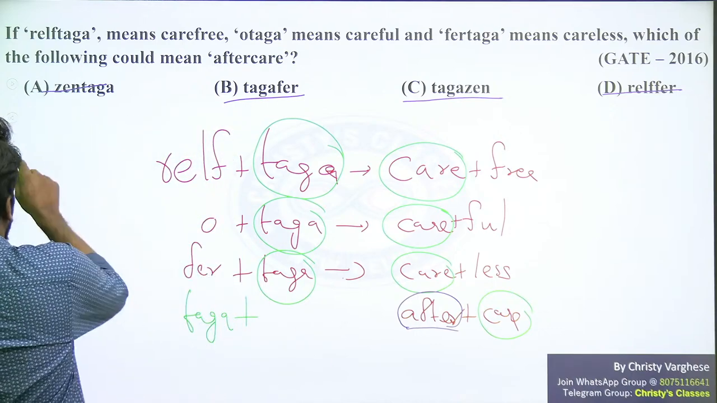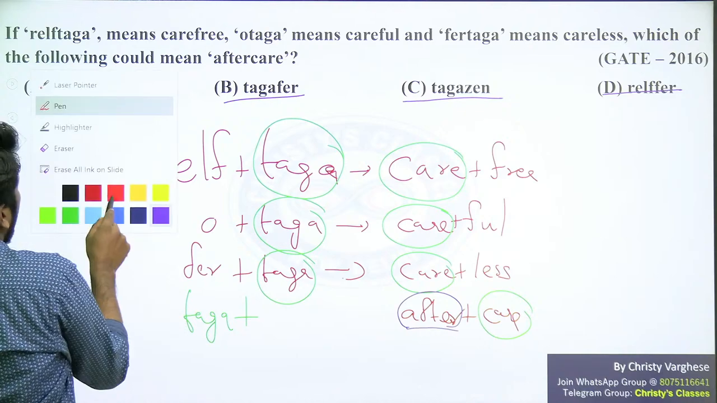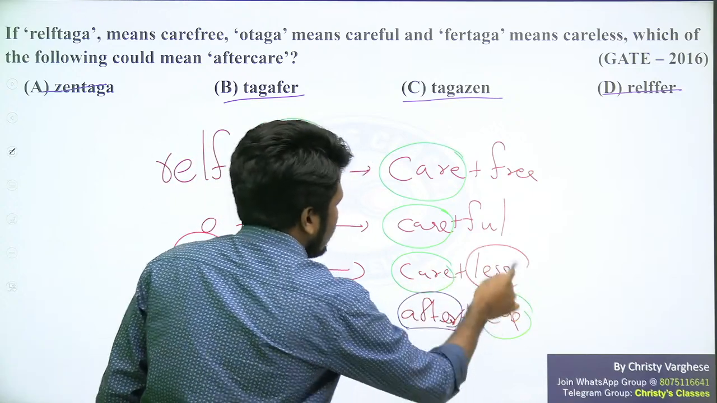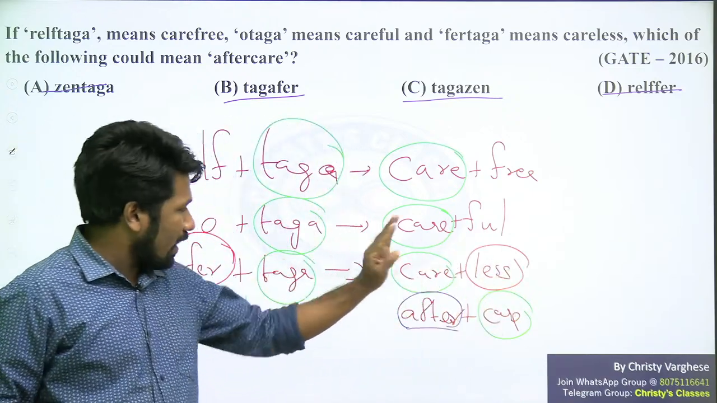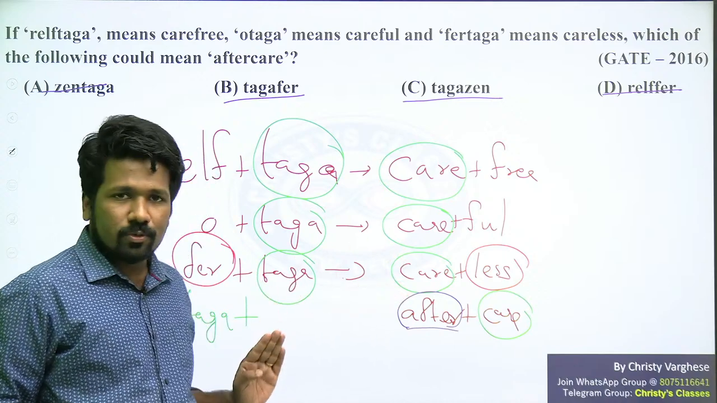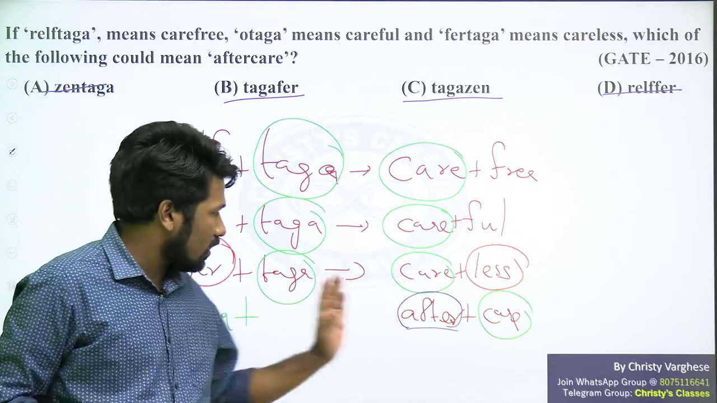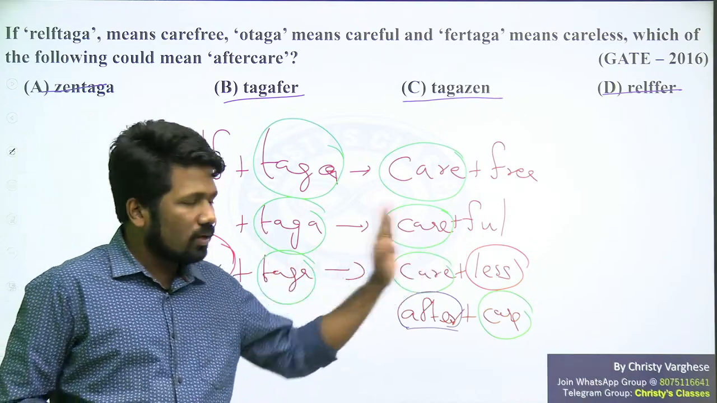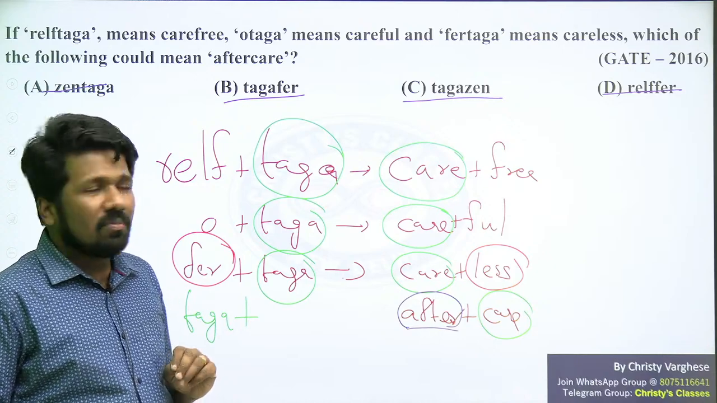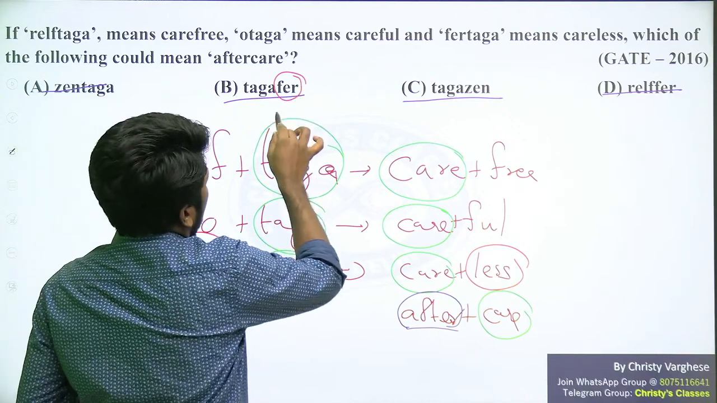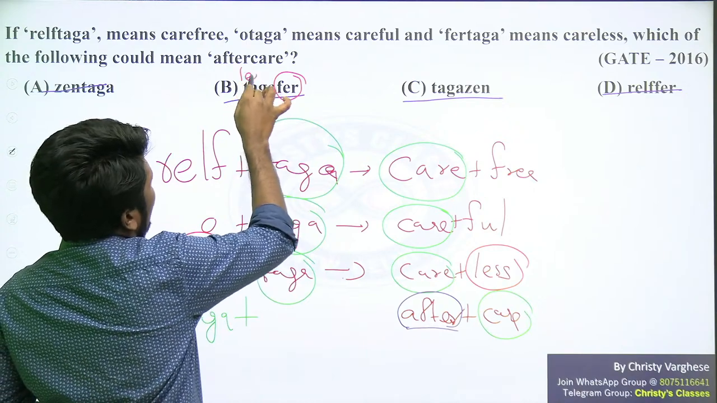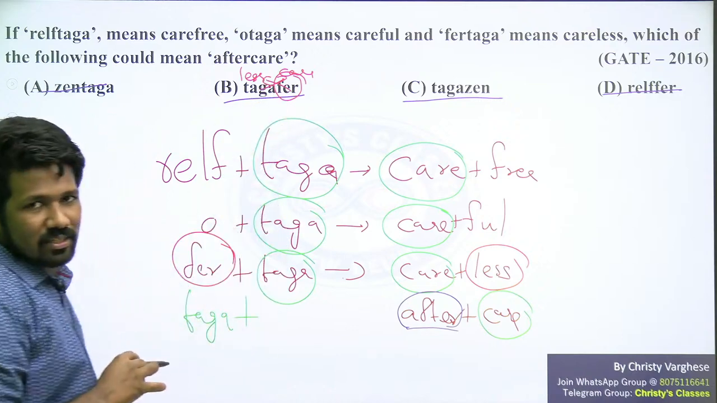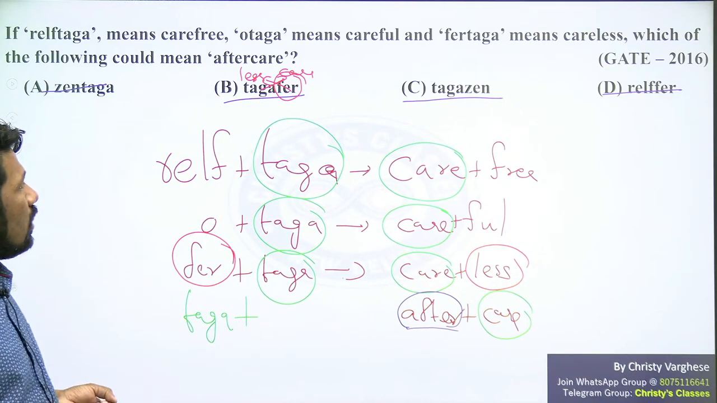Why can TAGA for not be the answer? Because we already know the word for fir. Fir means less. That means fir TAGA means careless. We already know TAGA corresponds to care. So fir should mean less. And the swapping of position also: fir is on the left side, so less will be on the right side. So definitely fir TAGA means less care. TAGA means care, fir means less, and their positions are interchanged.